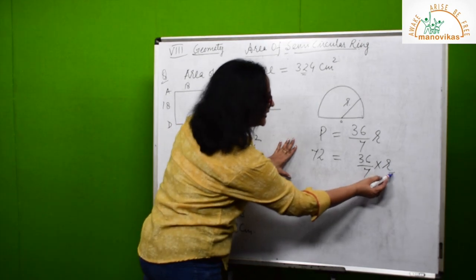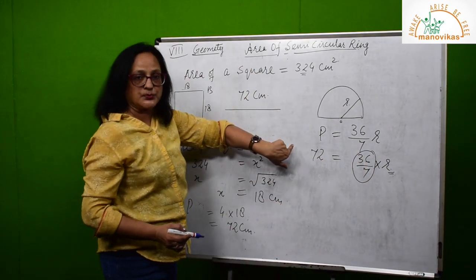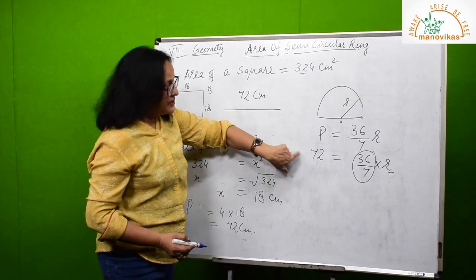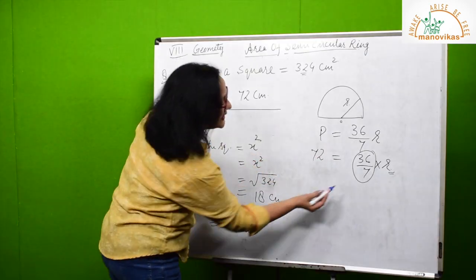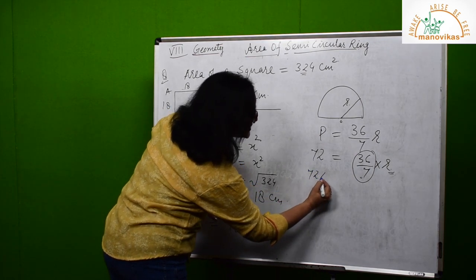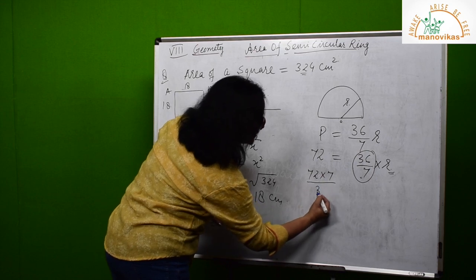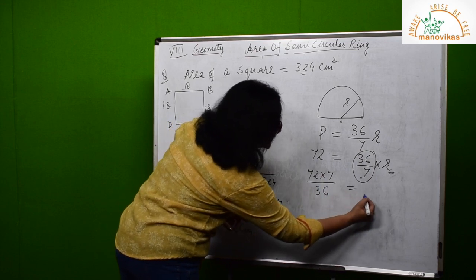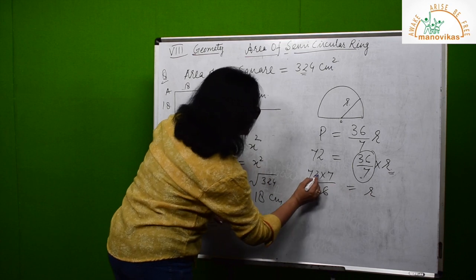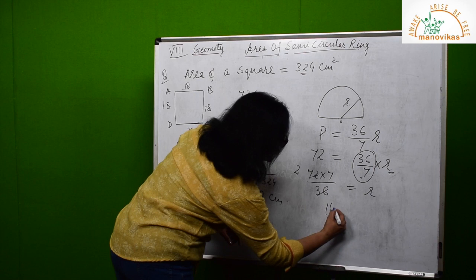Now to find R, this 36 upon 7 you have to transpose to the left hand side. How will it go to the left hand side? 7 is in the denominator, it will go in the numerator, 72 into 7. 36 is in the numerator, it will go in the denominator. And here you will get R. After simplification, 36 2s are 72, 2 7s are 14.